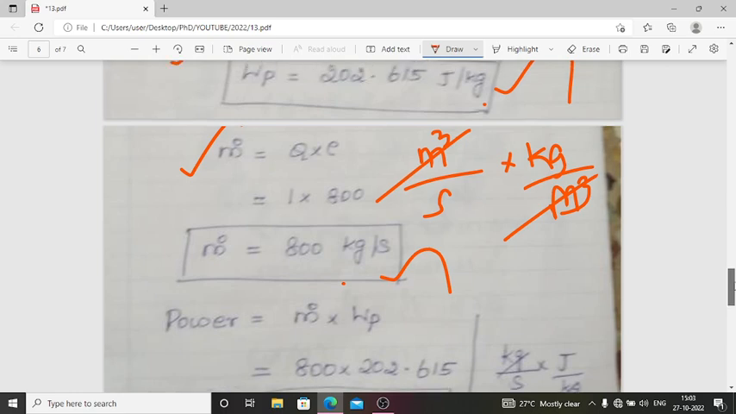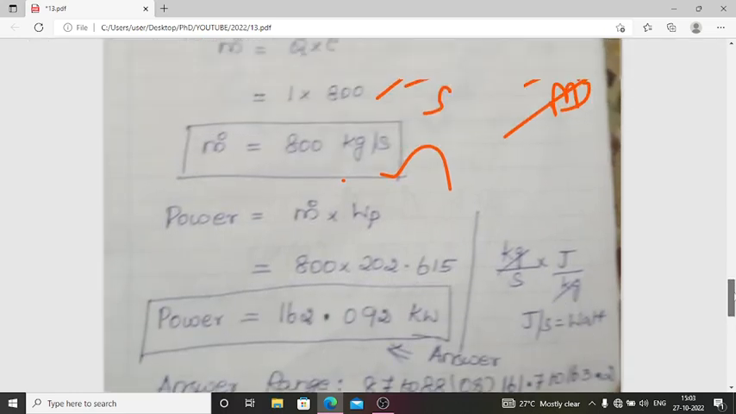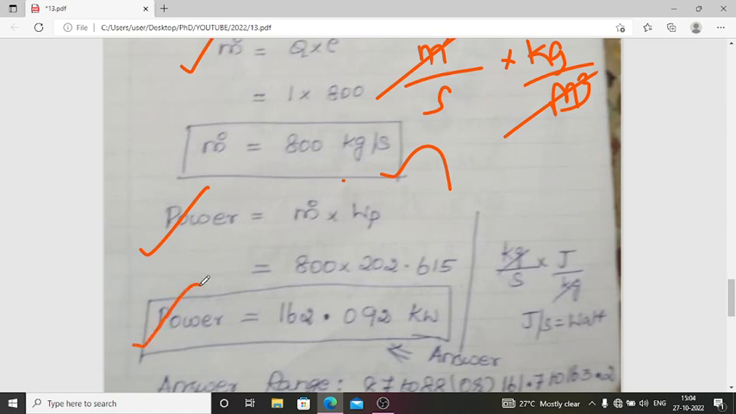So now we have the WP and mass flow rate values. So find out the power value. This is our objective. Power is equal to mass flow rate into WP. Mass flow rate is in kg per second. WP is pump work per unit mass of fluid. So here mass flow rate is 800, WP is 202.615. Multiply these two values to find out the power. So the power is equal to 162.092 kilowatt.